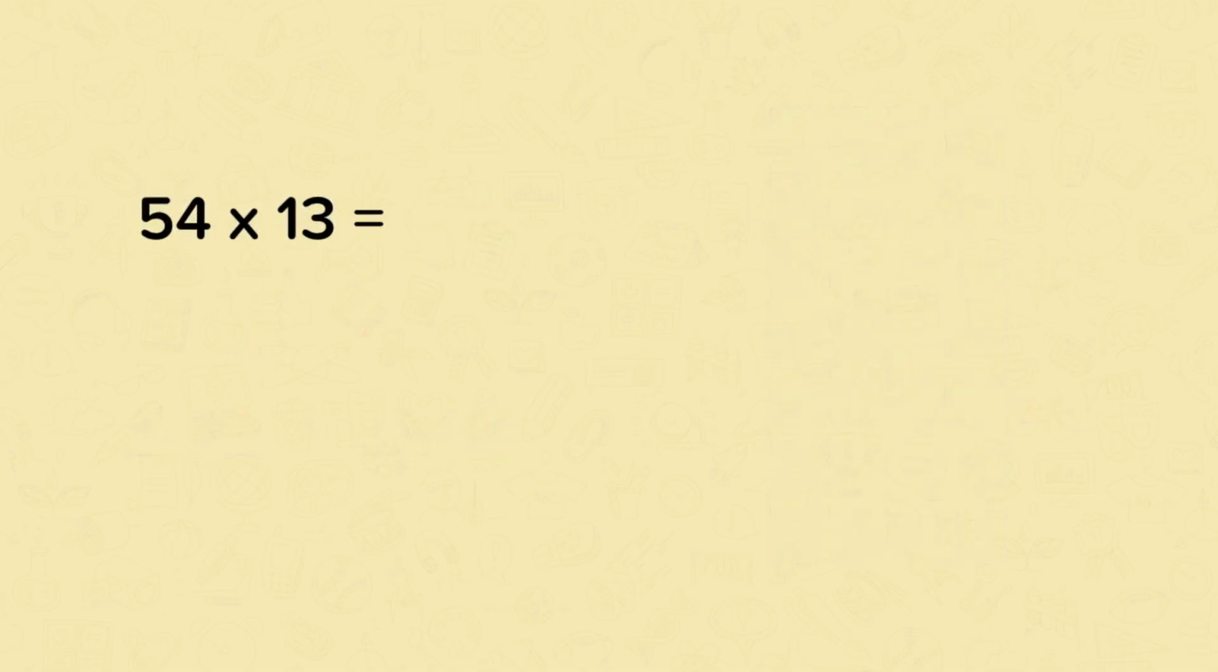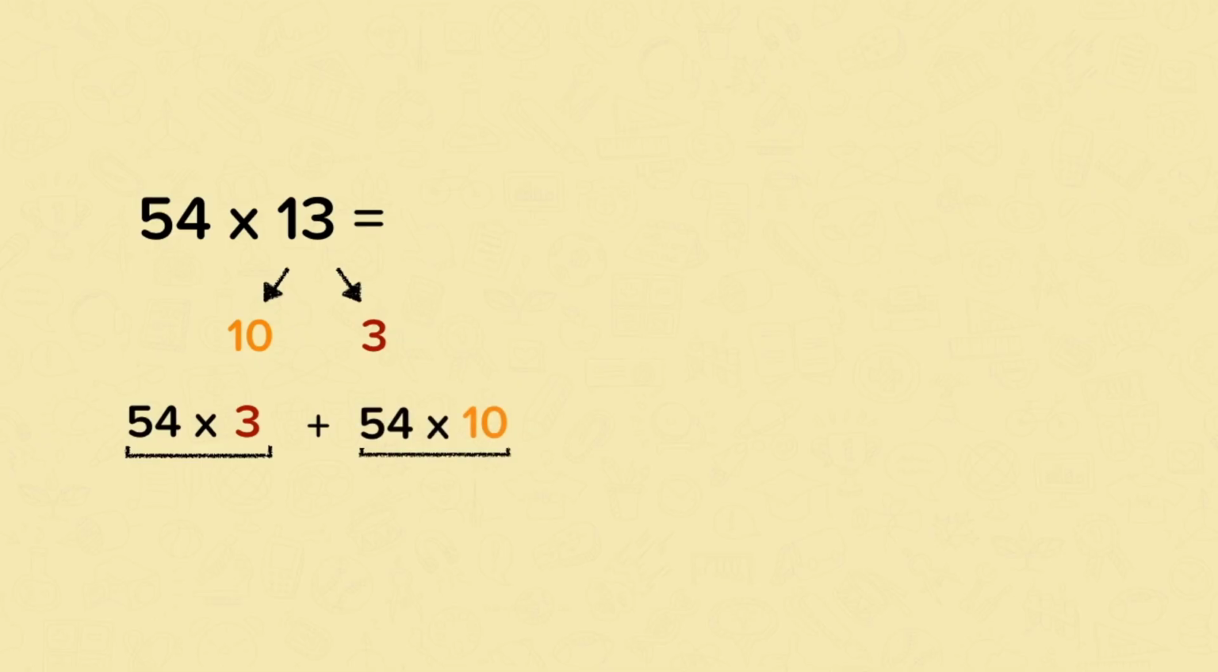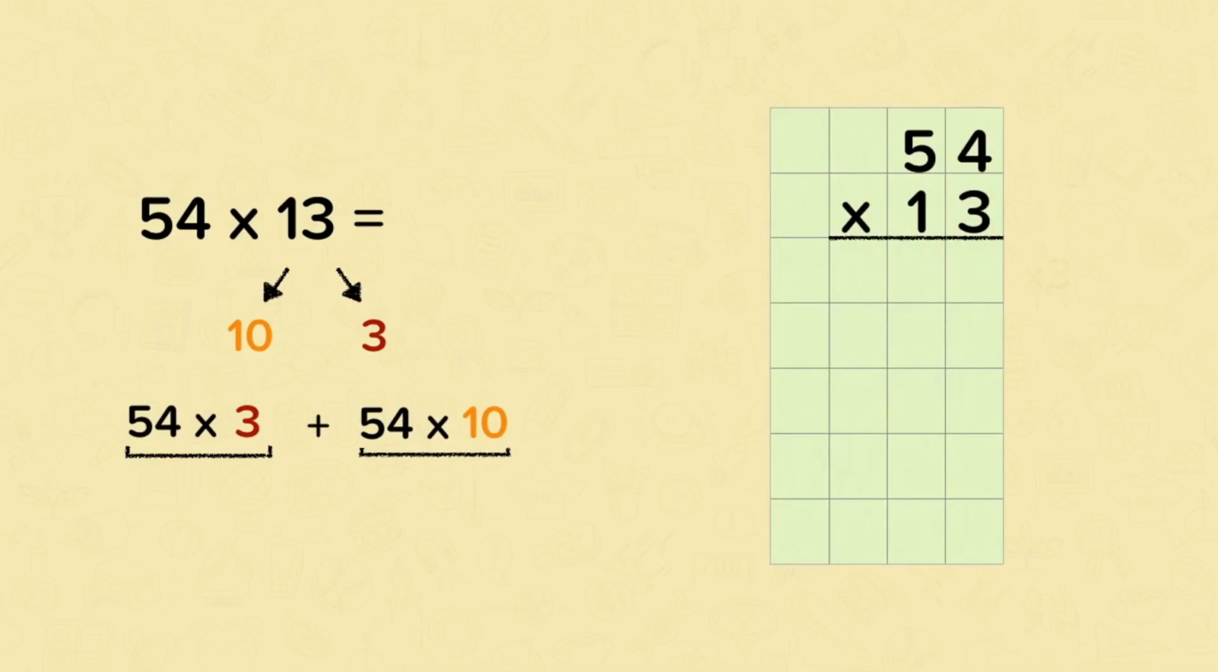Let's try another example. 54 times 13. We need to partition 13 into 10 and 3 so that we can expand 54 times 13 into 54 times 3 and 54 times 10. First, let's multiply 54 by 3. For the ones, 4 times 3 equals 12. Exchange the 1 from 12 into the tens place. For the tens, 5 times 3 equals 15. Add the exchanged 1 to 15 to get 16. 54 times 3 equals 162.